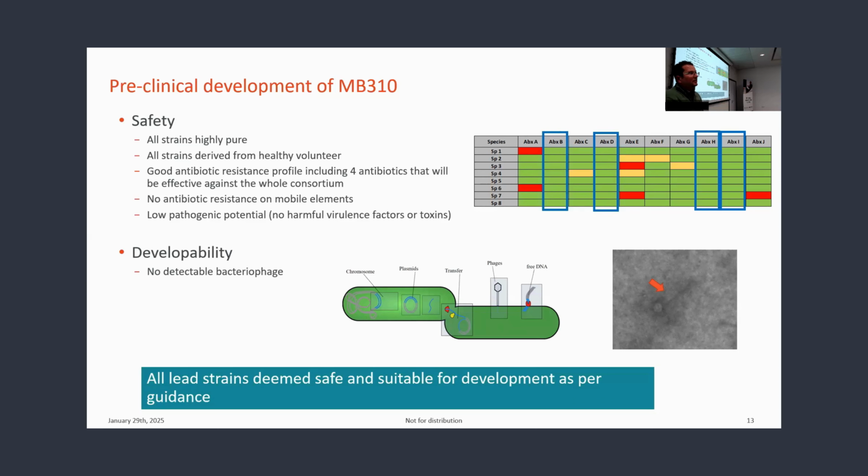And also, no antibiotic resistance was identified on mobile elements, meaning antibiotic resistance cannot be transferred to the local or resident microbiome within treated patients. And they have also low pathogenic potential, so no harmful virulence factors or toxins. From a developability point of view, also no bacterial phages were detected in these bacteria. This is really important from a production point of view. So with all of these specifications, we deem these strains safe as per guidelines.